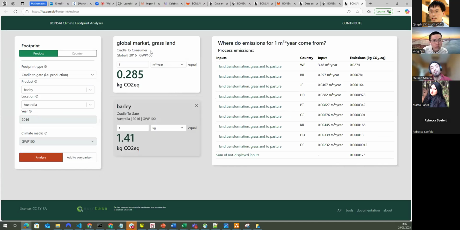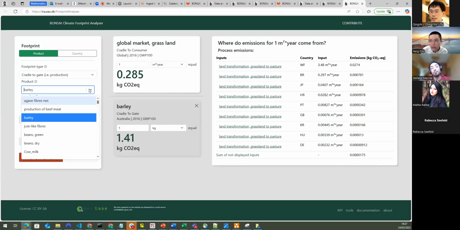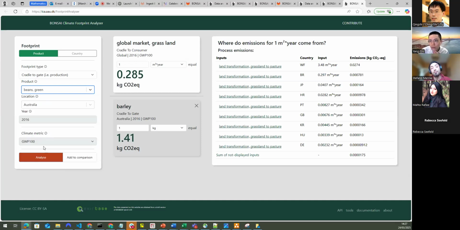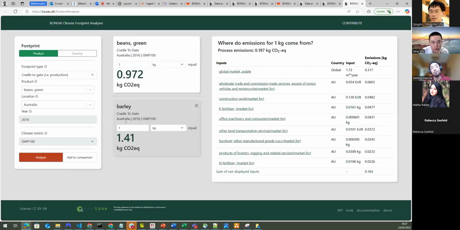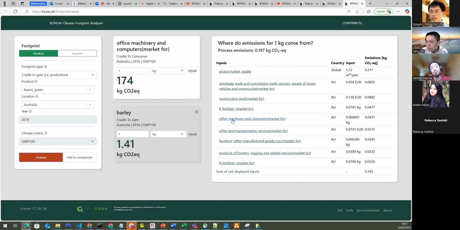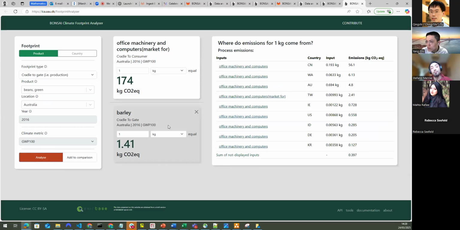So you can take this case, you can compare barley with, I don't know, beans, and you can do your analysis and see what the differences are. And then here is the contribution analysis, and you can also click and go deeper into the product and analyze all the different products. So this is what we have now done.